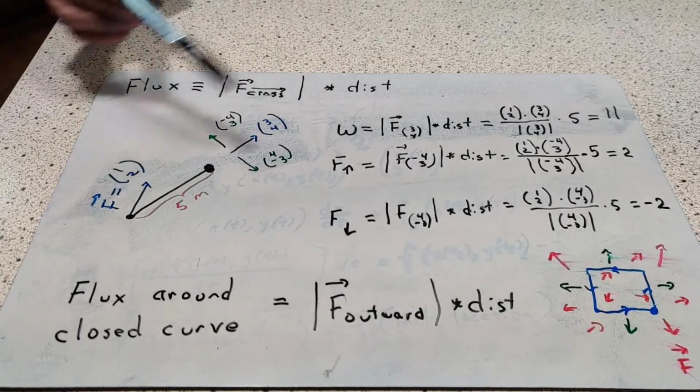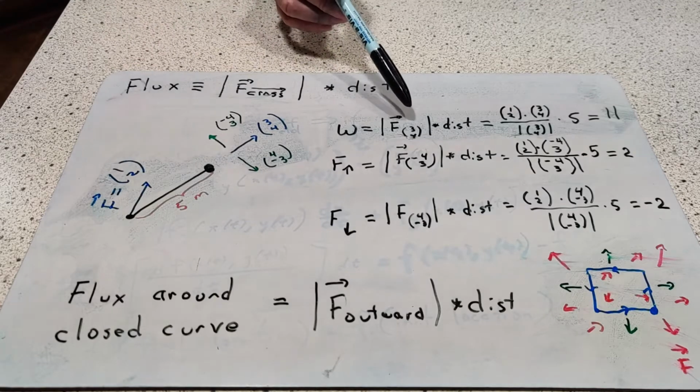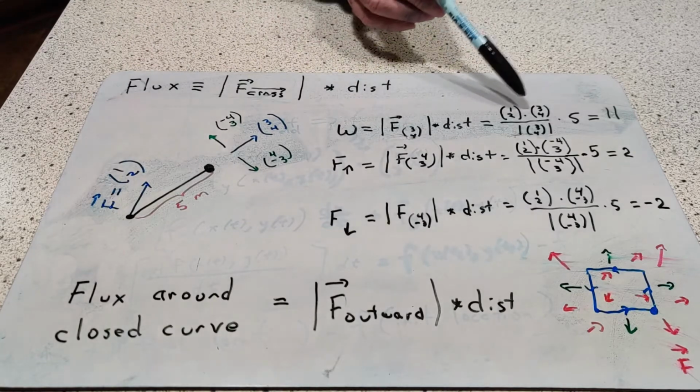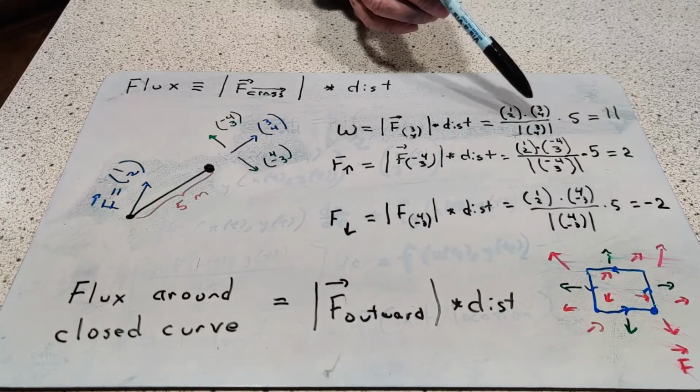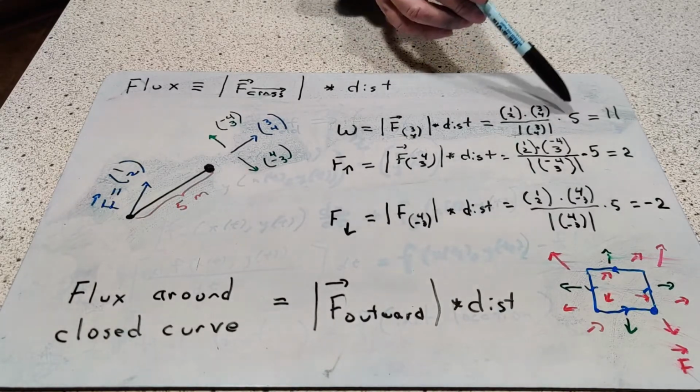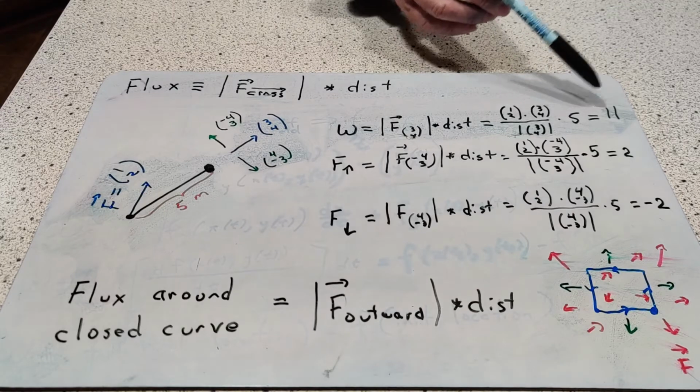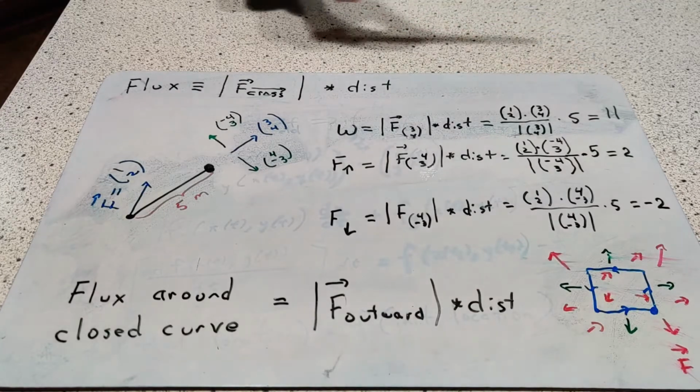Okay. So our work in this circumstance will be f in the direction of the curve times the length of the curve, which is f in the direction 3, 4, which is f dot dir over the length of dir, 1, 2 dot 3, 4 over the length of 3, 4, times 5. The 5's cancel, and we get 11 joules.